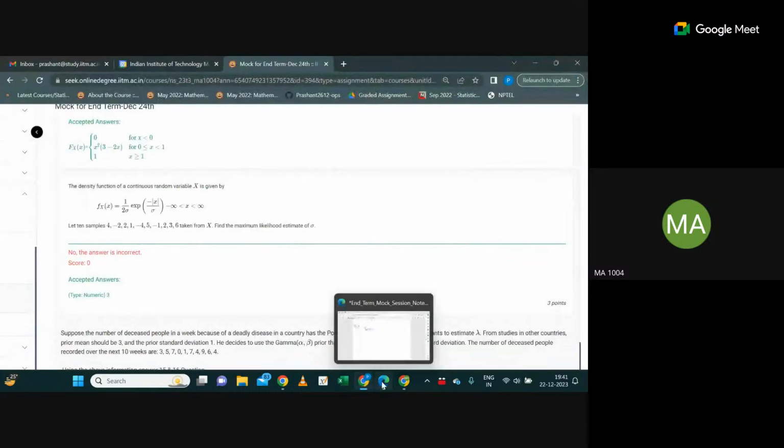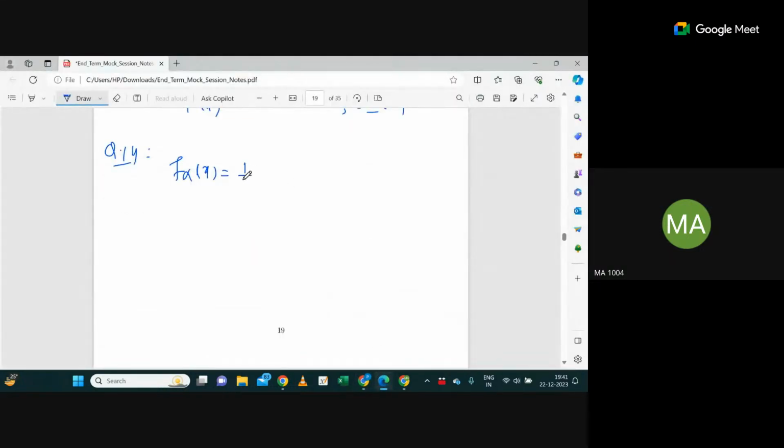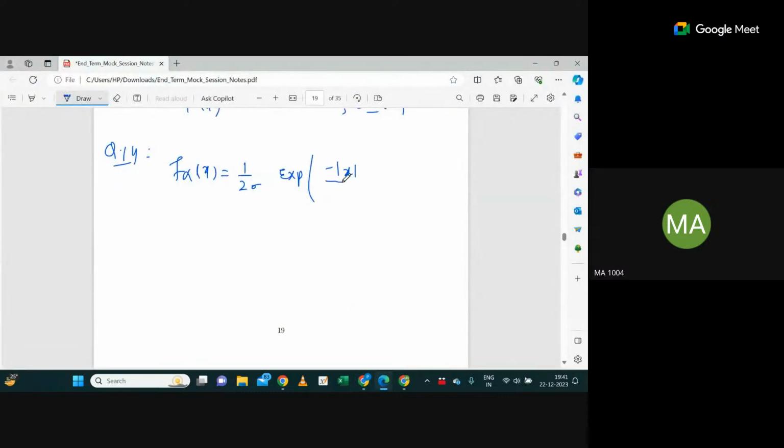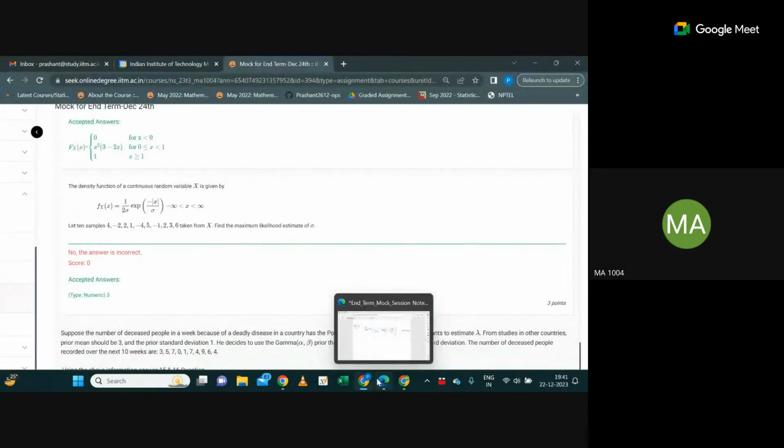So the PDF is 1 by 2 sigma times exponential of minus modulus of x by sigma, and the support of x is minus infinity to infinity. Basically, we have to find the maximum likelihood estimate of sigma. We'll do it in general, and then at the end we will put in the sample values. Will that be okay?